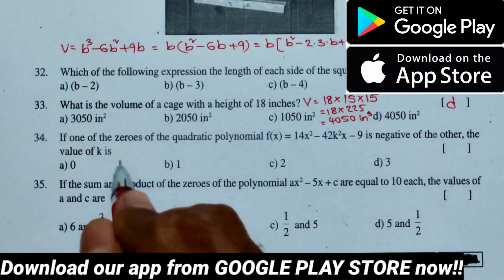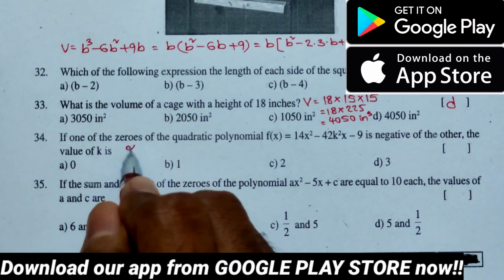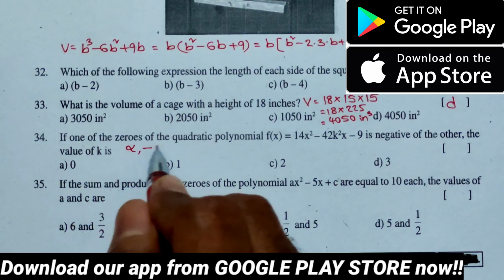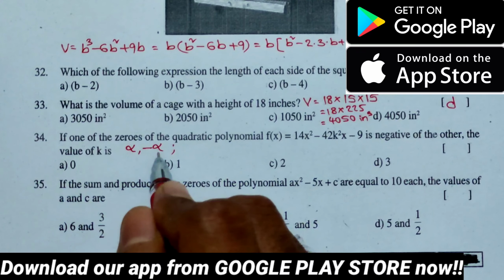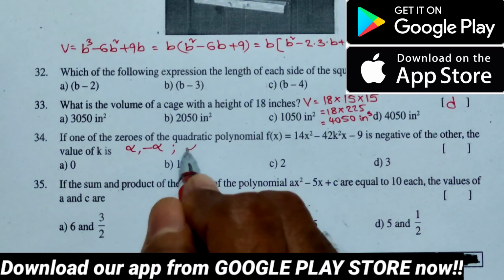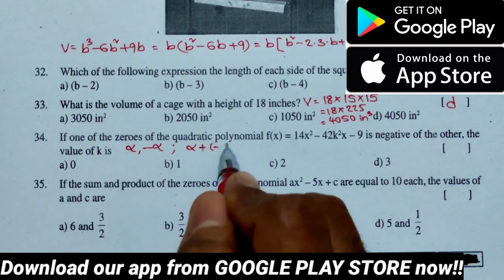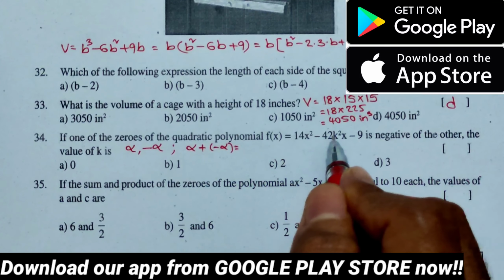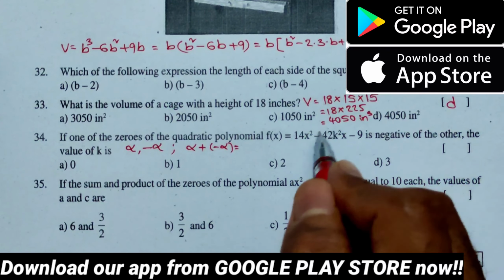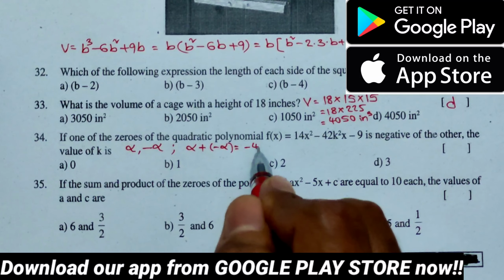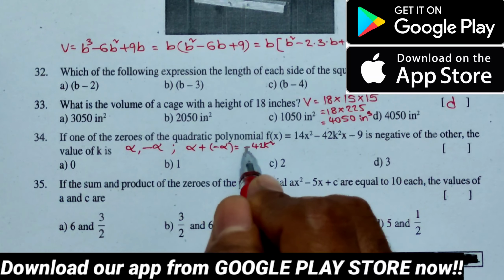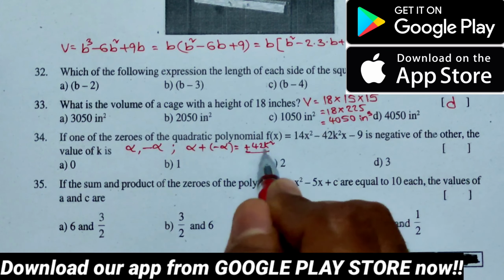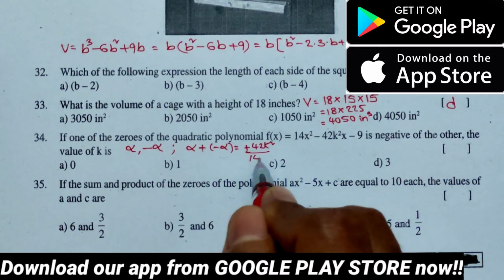So let us consider the zeros as alpha and the other one is negative, so minus alpha. As we know, the sum of the zeros is minus b by a. So alpha plus minus alpha is minus b by a, which means here minus b is minus 42k square. Here already minus is there, so in the formula already minus is there. So minus becomes plus. So minus b by a is 14.